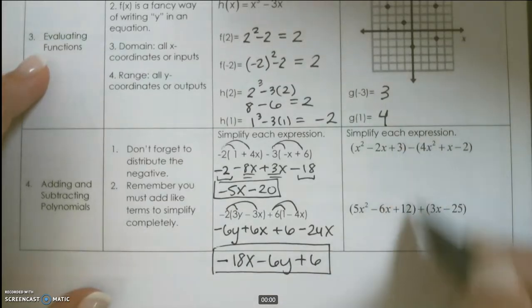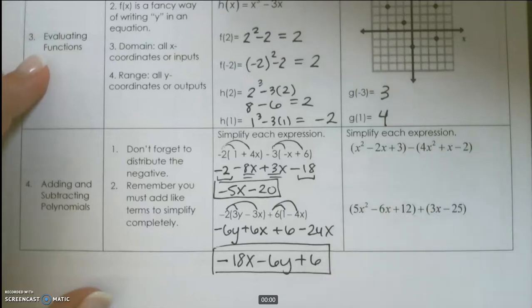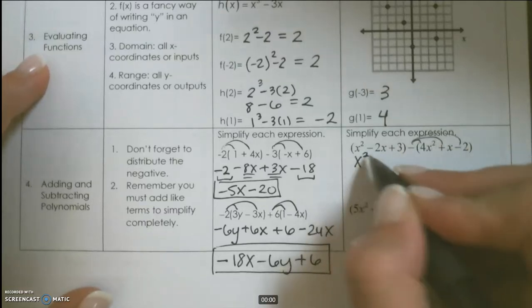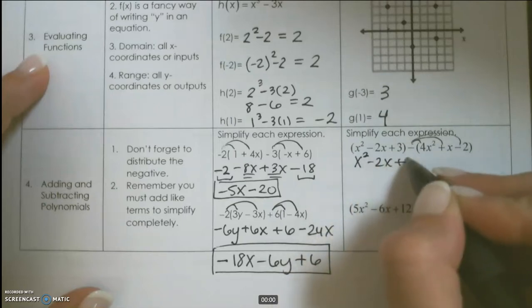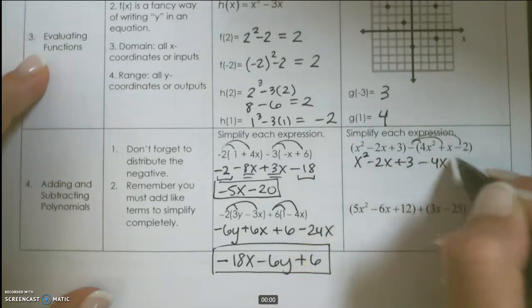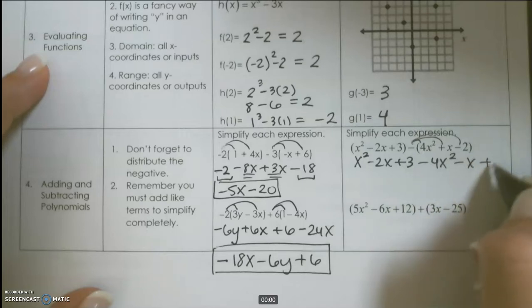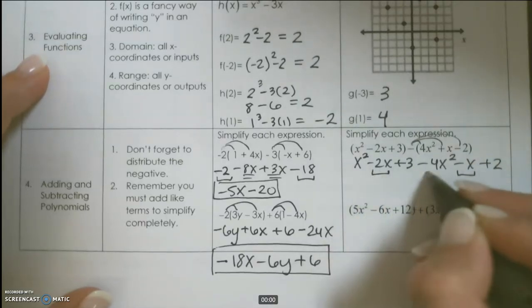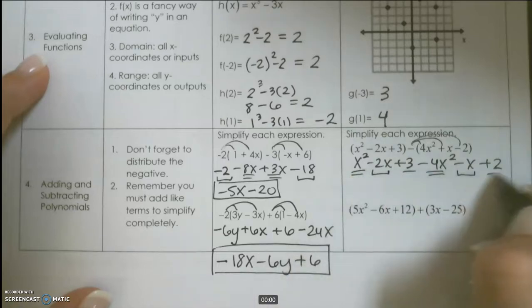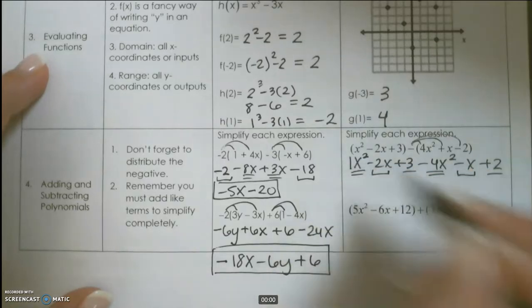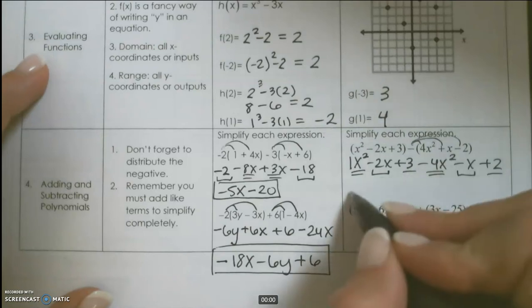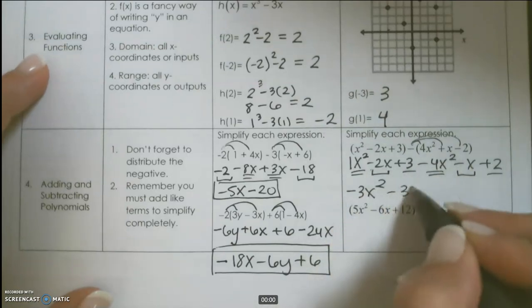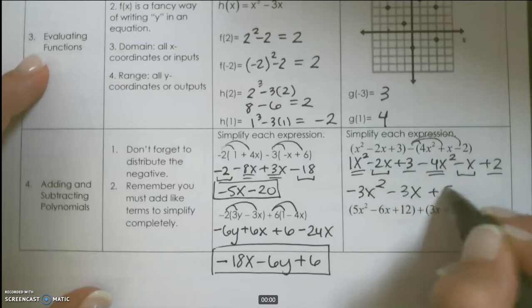All right, last section, we have a subtraction and an addition. With subtraction, you have to distribute the minus sign. Giving you x squared minus 2x plus 3 minus 4x squared minus x plus 2. Let's combine like terms. That's going to give us 1 minus 4, negative 3x squared, negative 2 minus 1, negative 3x, and that would give you a 5.